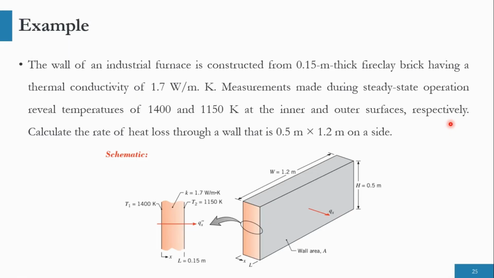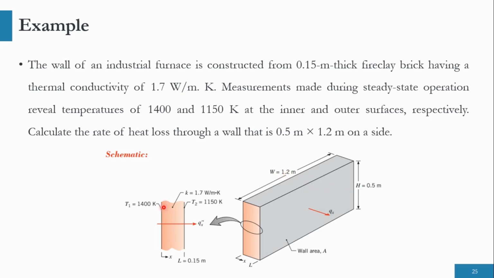Coming to the example, the wall of an industrial furnace is constructed from 0.15 meter thick fire clay brick having a thermal conductivity of 1.7 watt per meter Kelvin. Measurements made during steady state operation reveal temperatures of 1400 and 1150 Kelvin at the inner and outer surfaces respectively. Calculate the rate of heat loss through a wall that is 0.5 meter by 1.2 meter on a side. You can see the height of this brick is 0.5 meter, the width is 1.2 meter, so accordingly area will be calculated by multiplying these two parameters.